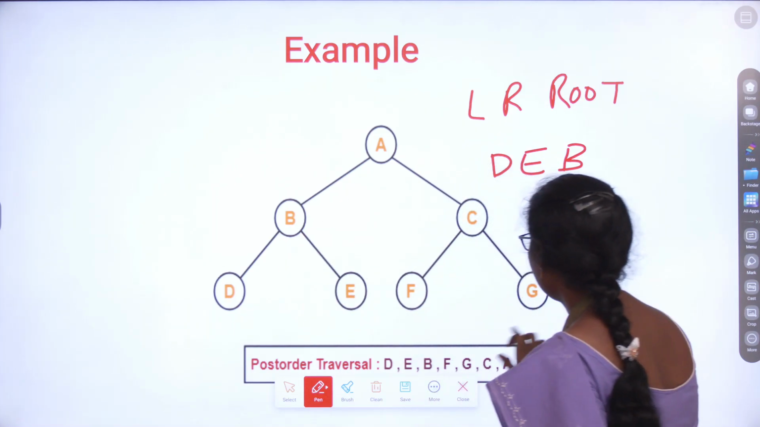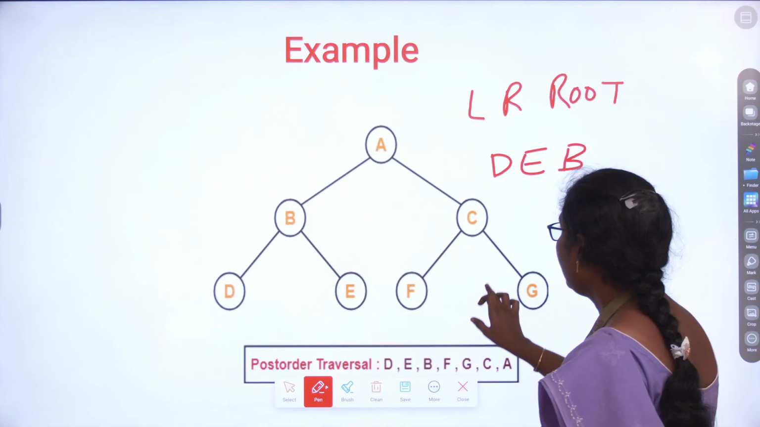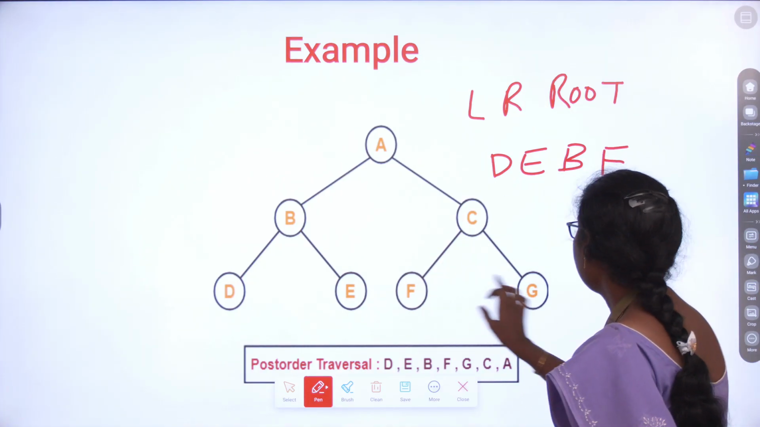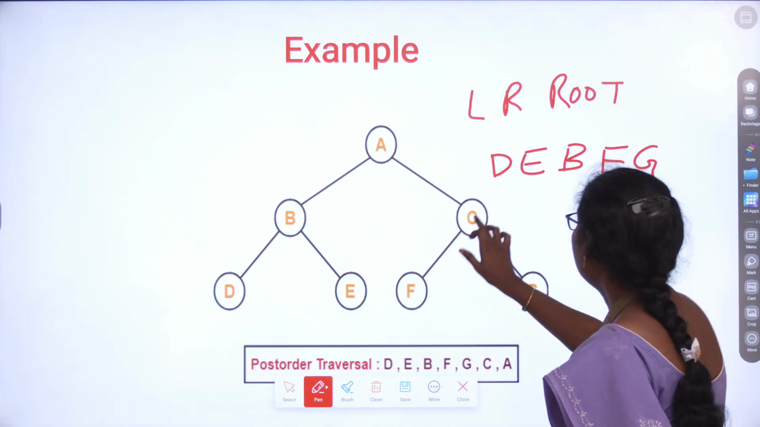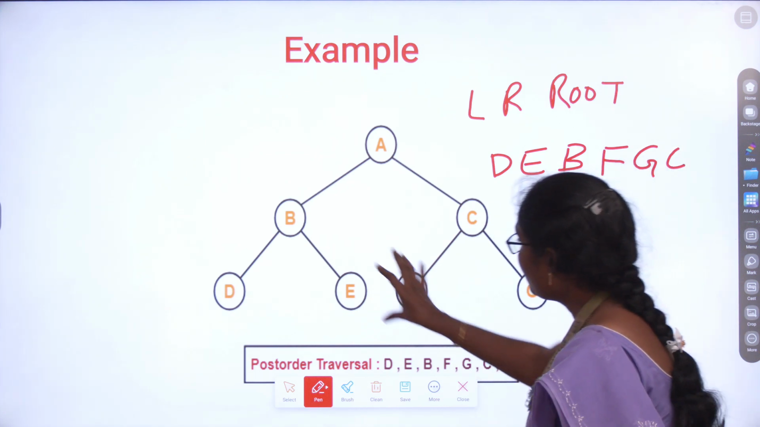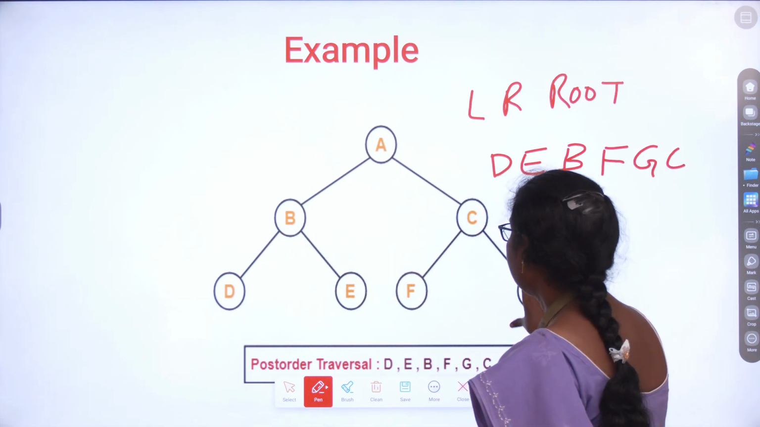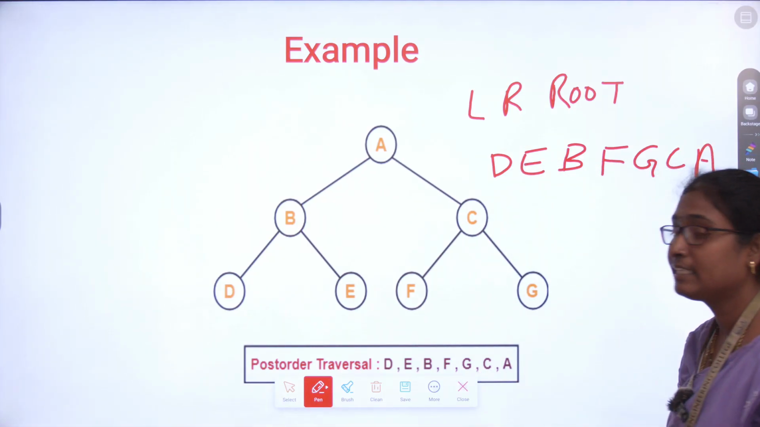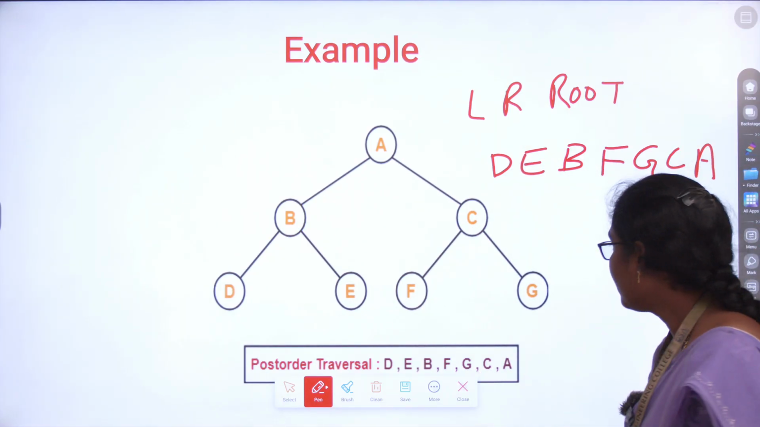Then move to the right side. Again it's a subtree. For this subtree, what is left? F. What is right? G, and root is C. Now you have completed the left part and right part. The root is what? A. So this is post-order traversal.